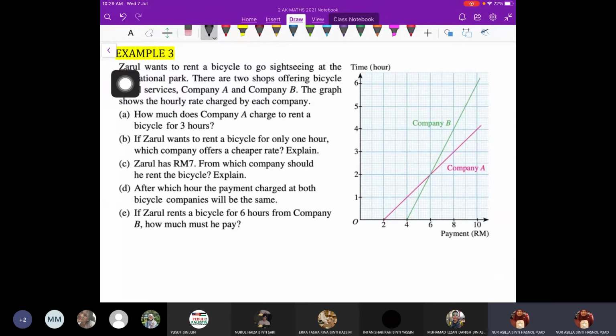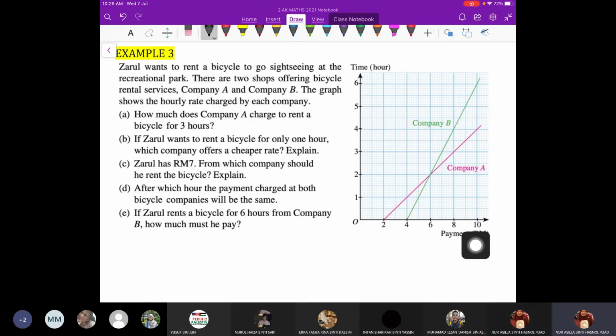Okay, Zarul wants to rent a bicycle to go sightseeing at the recreational park. So kita ada satu Zarul, dia nak pergi naik basikal lah. Tapi dia sewa basikal tu. There are 2 shops offering bicycle rental services, company A and company B. So the graph shows the hourly rate charged by each company.